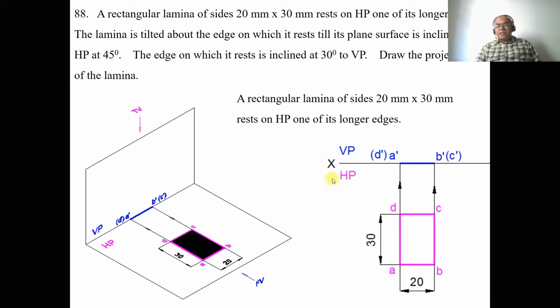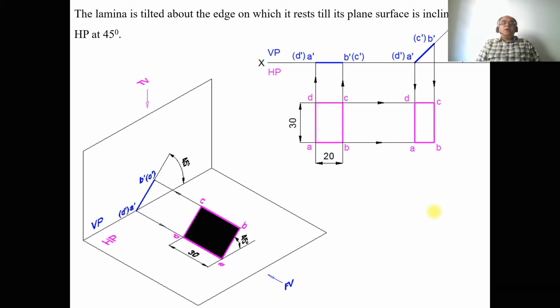So you can see here the initial position: AB is 20 mm and BC is 30 mm. Now the lamina is tilted about the edge on which it rests till its plane surface is inclined to HP at 45 degrees. Initially the surface is at 0 degrees to HP. Now what we have done is rotate the lamina by an angle of 45 degrees.